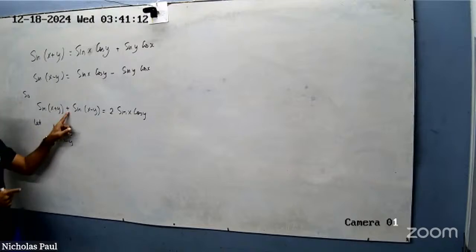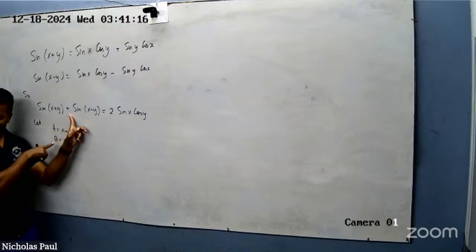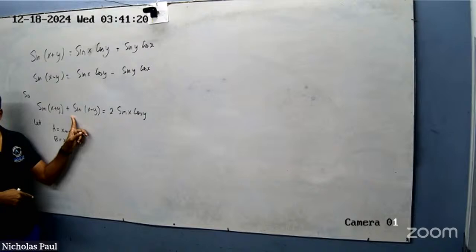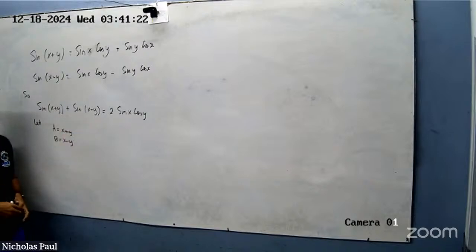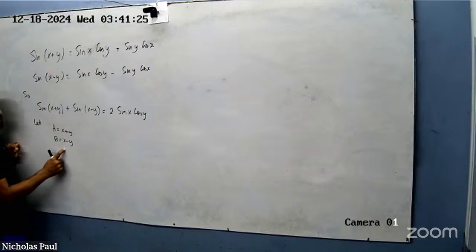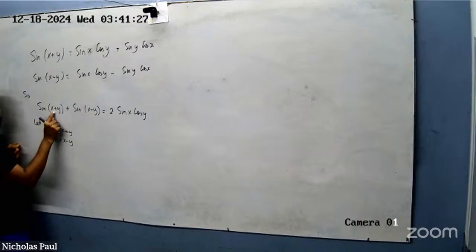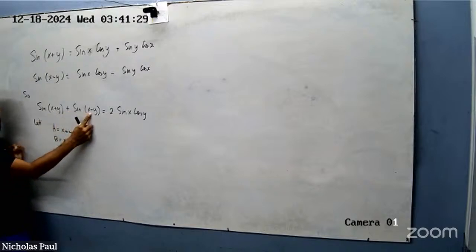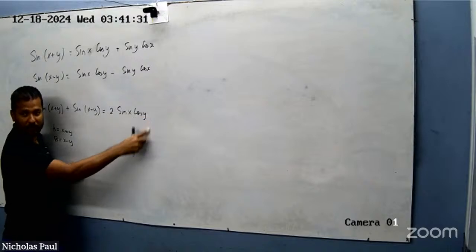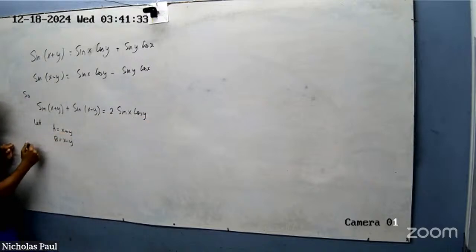Why do minus it? Down to the next one. The one that we're working out here is sine A plus sine B. When you do the minus, that'll be the next one. Here now, as I said, I'll let A equal to this and I'll let B equal to this. Now I need to figure out what is x and y. How do I get x and y here?